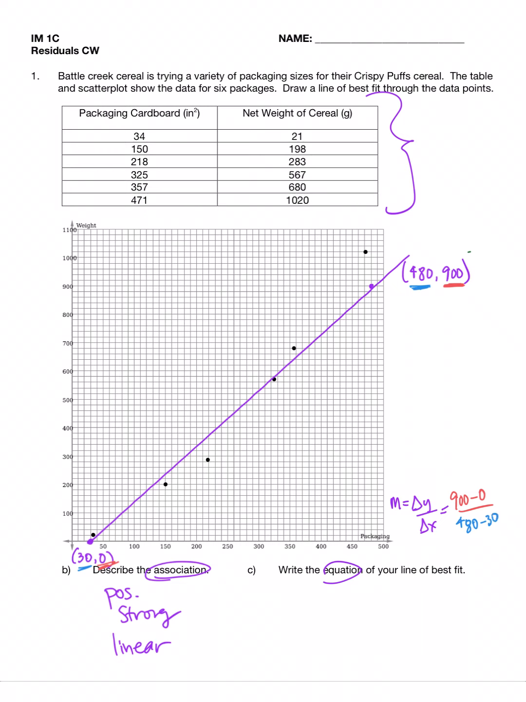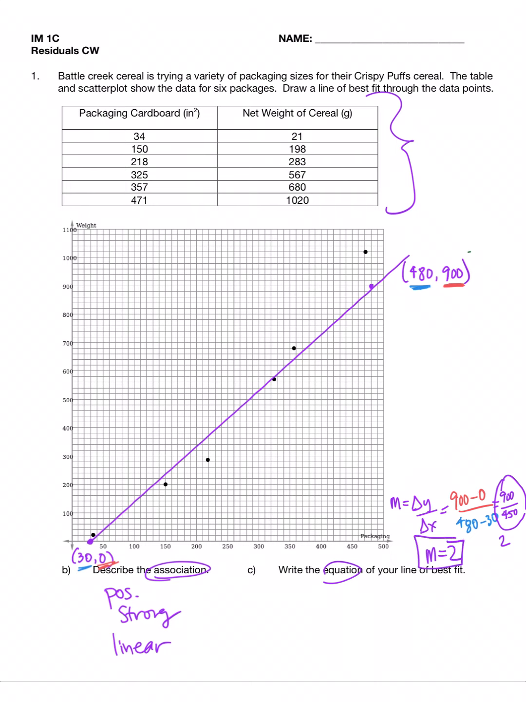Okay, so when you actually do that math, 900 minus 0 on the top is 900. 480 minus 30 on the bottom is 450. And 900 divided by 450 is 2. So we have a really, really nice slope of 2.